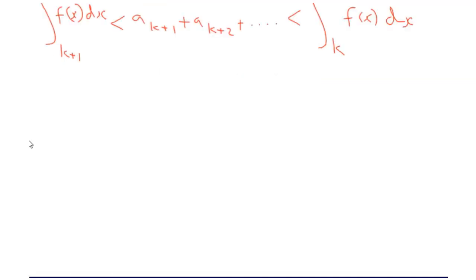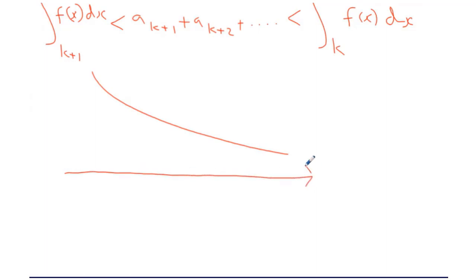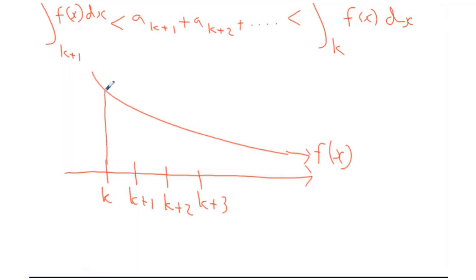If we draw our nice continuous decreasing function, have a bit of an x-axis there. This is f(x). And we might have a bar at k plus 1, k plus 2, k plus 3, and so on. And then we're going to draw bars up to here.